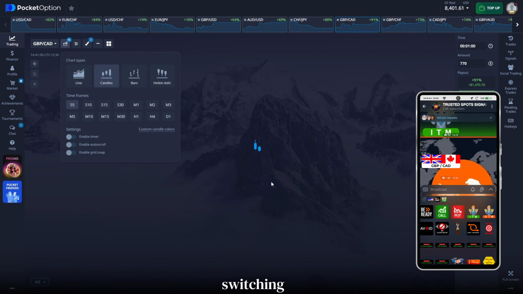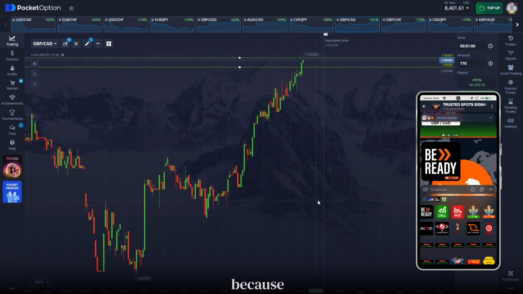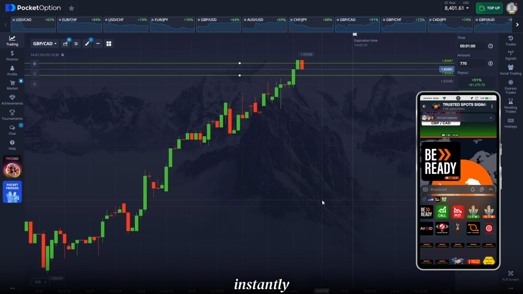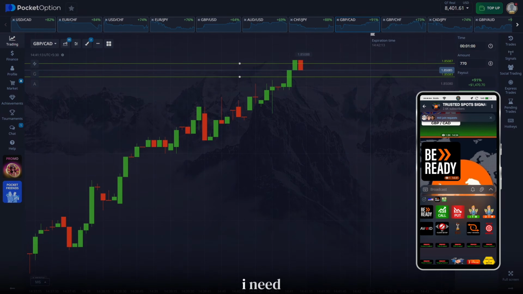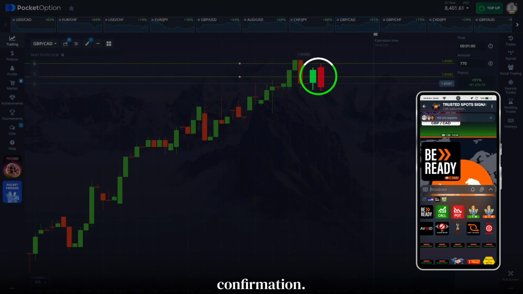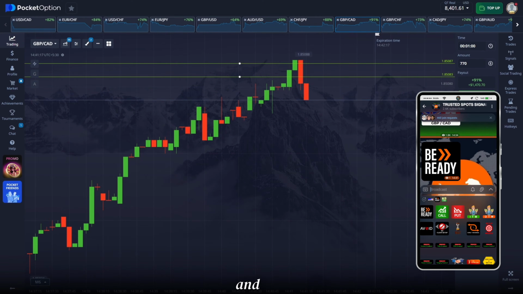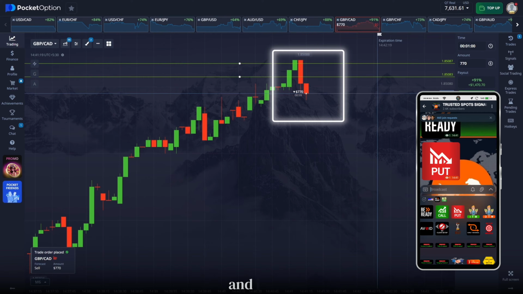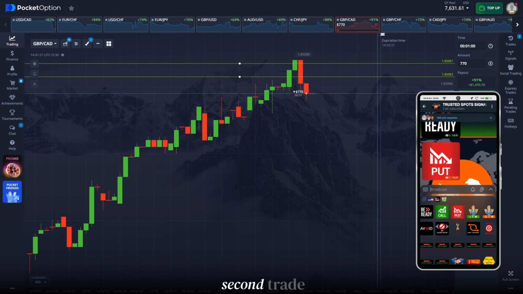Now I'm switching to the 5-second chart because I will place my trade instantly here. I need strong candlestick confirmation, and yes, that's the confirmation, and I have placed the second trade of today's session in the downward direction.